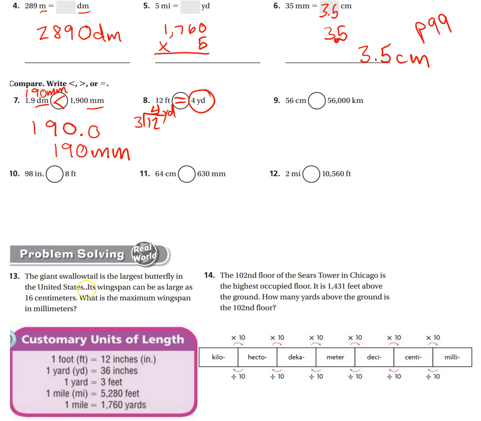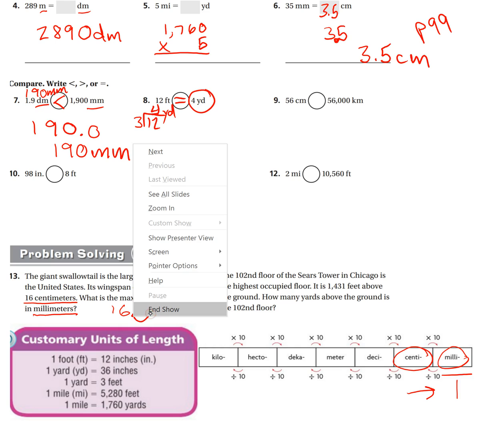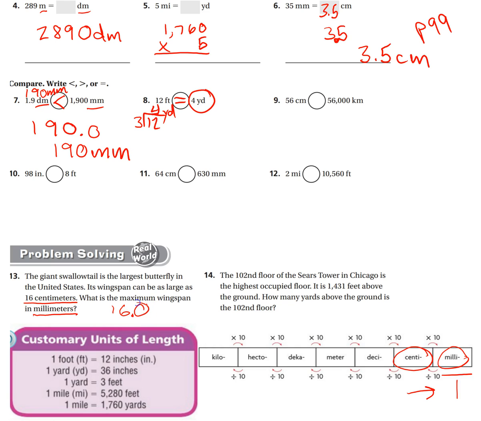All right, number 13, the giant swallowtail is the largest butterfly in the United States. Wingspan can be as large as 16 centimeters. What is the maximum in millimeters? So again, I start with centimeters. I'm going to millimeters. I'm moving over 1, and I'm moving to the right. So I take that number. Since it doesn't show me the decimal, it's hiding behind the 6. And I move it to the right 1. So that decimal moves to the right one. And now it's gone from there. And my new number is just 160 millimeters.